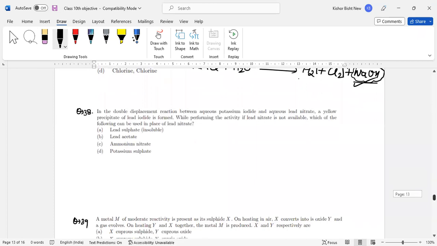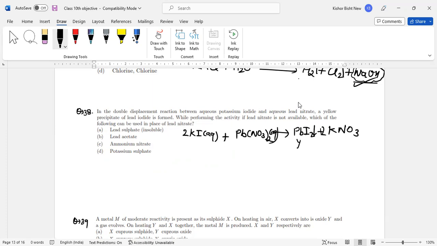In the double displacement reaction between aqueous potassium iodide, KI, plus aqueous lead nitrate, Pb(NO3)2, it gives PbI2 plus KNO3. You can balance this with 2 here and 2 here. This is also an aqueous solution, and this is the precipitate, and it is yellow. A yellow precipitate of lead iodide is formed. Please remember the color.